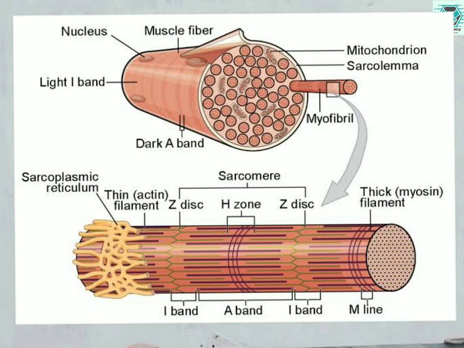The skeletal muscle is provided by both motor nerve supply and sensory nerve supply. So this diagram is very important regarding the bands of the muscle.